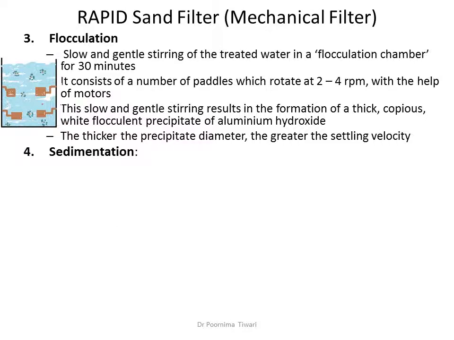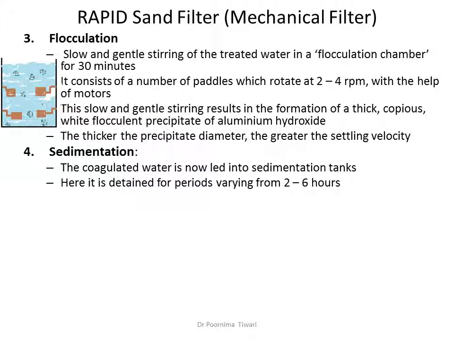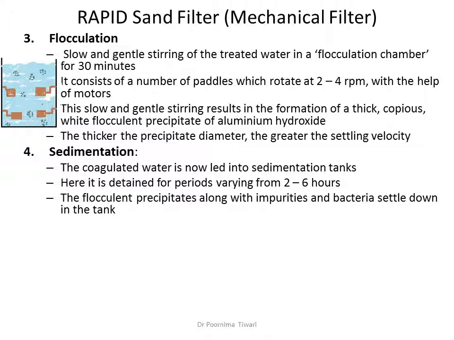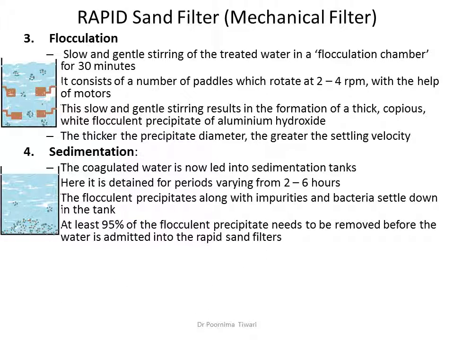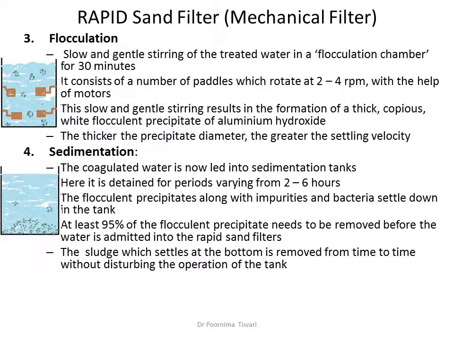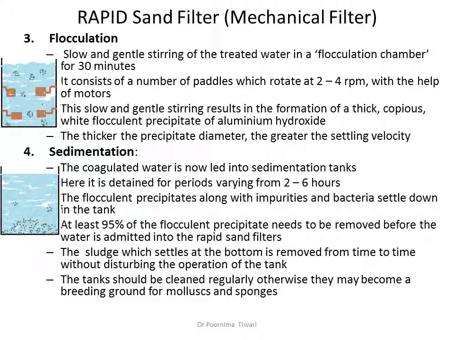Sedimentation is the final step before the water can be admitted into the rapid sand filter. The coagulated water is now led into sedimentation tanks where it is retained for long periods varying between 2 to 6 hours. Here the flocculent precipitates and takes along with it impurities and bacteria. All these settle down at the bottom of the tank. At least 95% of the flocculent should precipitate before the water is admitted into rapid sand filters. The sludge which settles at the bottom is removed from time to time without disturbing the operation of the tank. The tanks should be cleaned regularly, otherwise they become a breeding ground for mollusks and sponges.